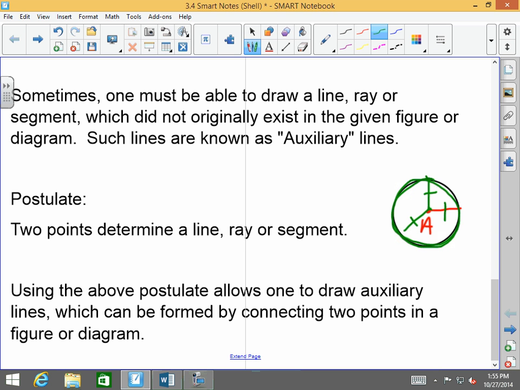Because if you don't know this theorem, you can't really just say, oh, I'm going to draw this radius right here. But now you can draw a radius from the center point to any point along the circumference of a circle. Well, we're going to see how this is used in proofs. If I draw a line because I connected 2 dots, you're going to say auxiliary line.